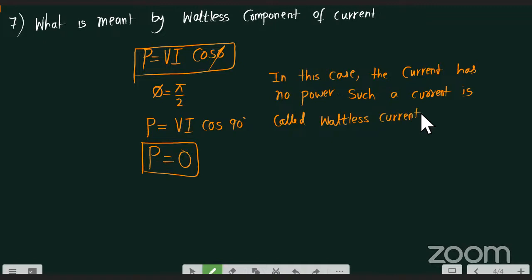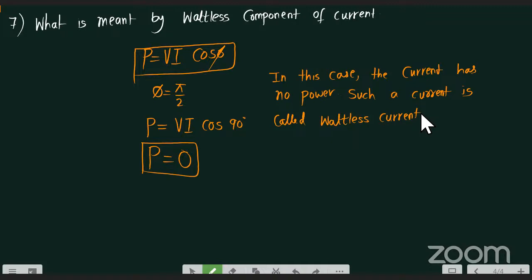What is the formula for power? Power is given as P is equal to VI cos phi, where phi is the angle between voltage and current. Whenever the angle between voltage and current is 90 degrees, the power will become 0. Power has two components, a voltage component and a current component. As the power for the current component is 0, we will be calling this current wattless current. So these are the important questions.